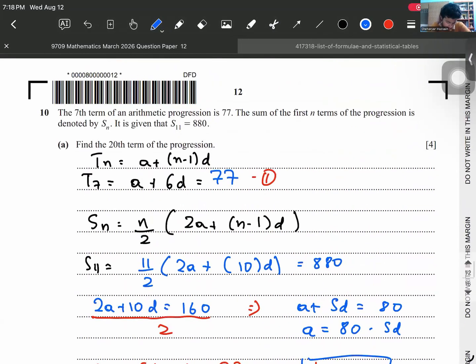Okay, but what have they asked? This is for a and d. That's not what they've asked for. They've asked for the 20th term of the progression.